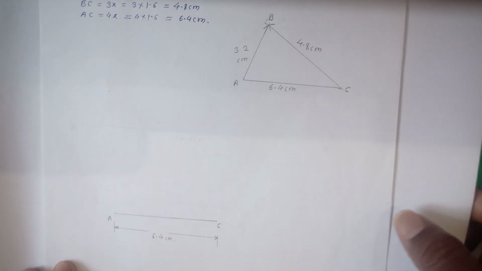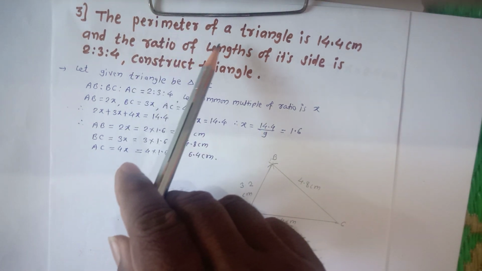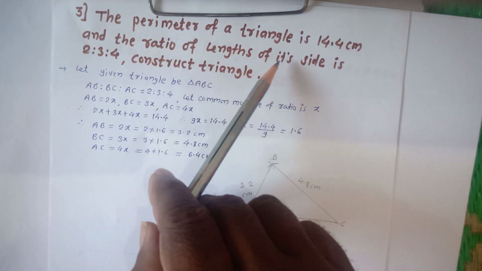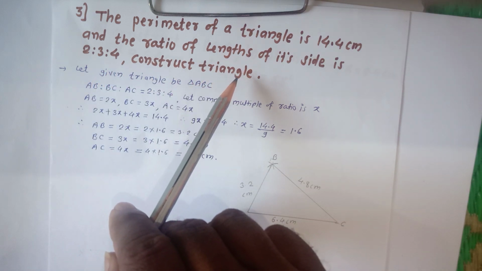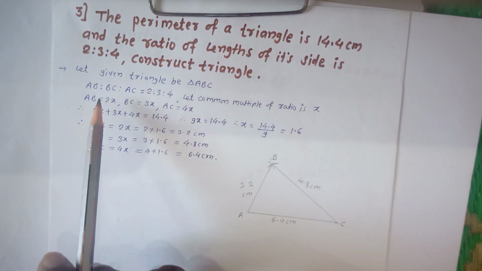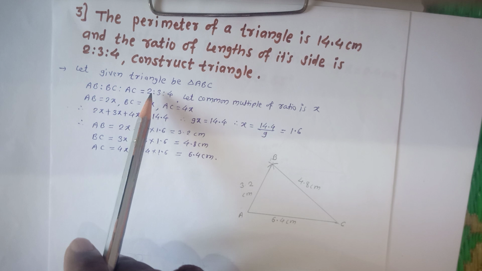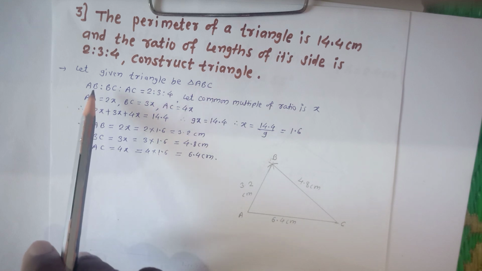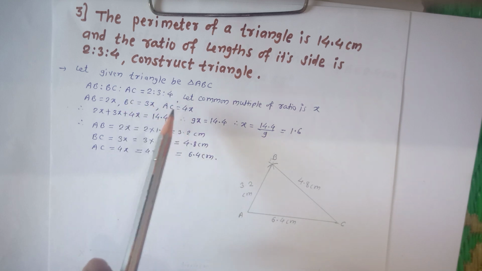Now question number 3. The perimeter of a triangle is 14.4 centimeters and the ratio of the lengths of its sides is 2:3:4. Construct the triangle. Consider triangle ABC in which the sides ratio is given, that is AB : BC : AC is equal to 2:3:4. Let the common multiple of the ratio be x. Then AB is equal to 2x, BC is equal to 3x and AC is equal to 4x.